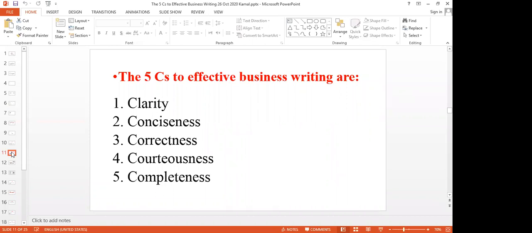The number 4, you mentioned it even, mashallah, courteousness. And you mentioned complete many times, which is number 5, completeness. So these are the main characteristics, the main standards, the main conditions. Yeah, clearness, that is clarity, Marwa, very excellent, mashallah.